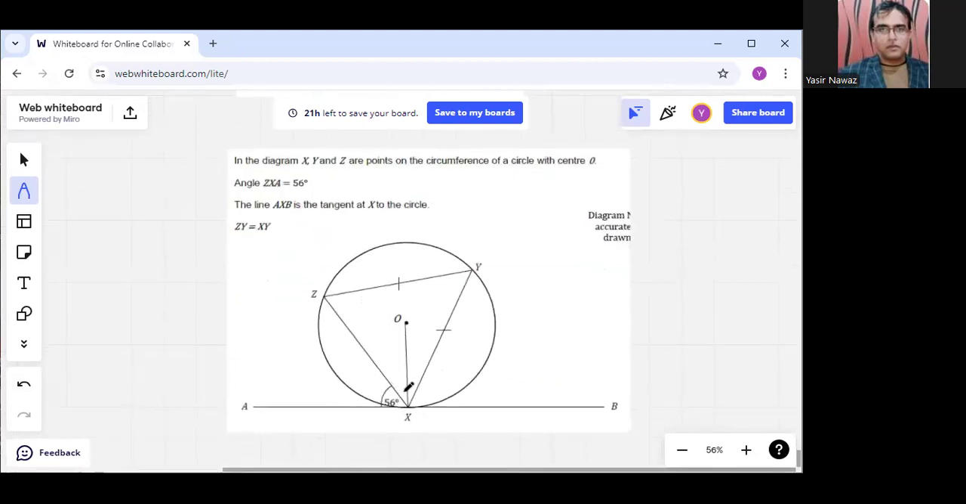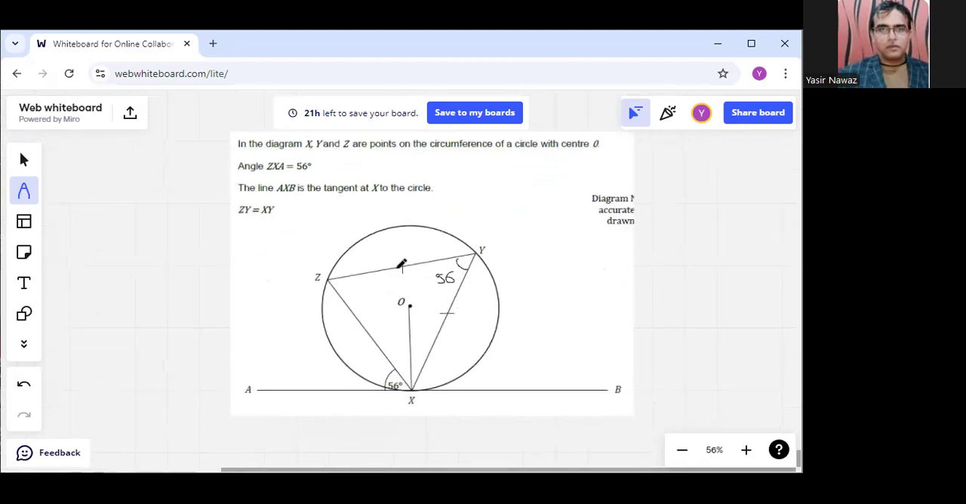the angle 56 is the same as the angle 56 here, so this angle is 56. That's what the alternate segment theorem says. Also both sides are equal, so this side is equal to this side. Because these two sides are equal, their opposite angles must be equal to each other.